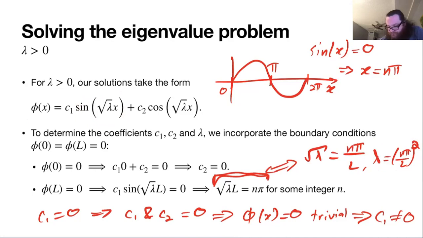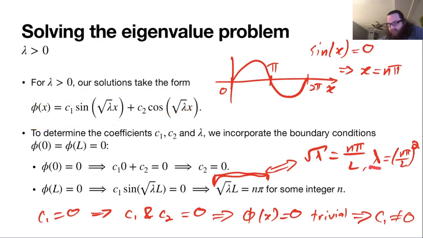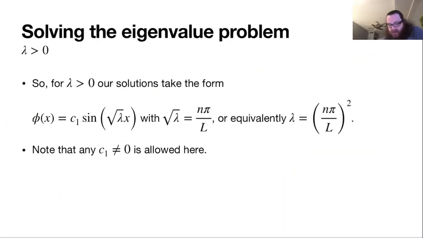So what we've done here is we've said, looking at this case, lambda positive, our solutions have to look like this. And we figured out what lambda should be and what phi should be in particular. So in summary, for lambda greater than 0, our eigenfunctions are these, where root lambda satisfies this, or equivalently that.